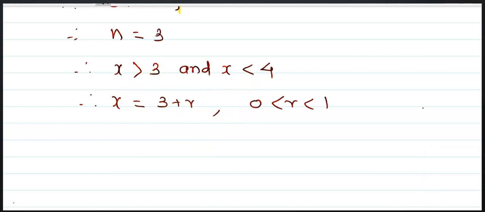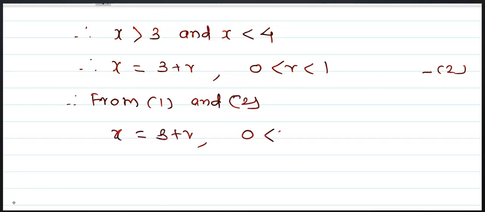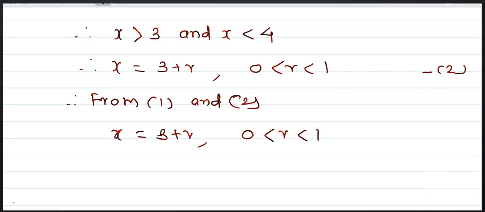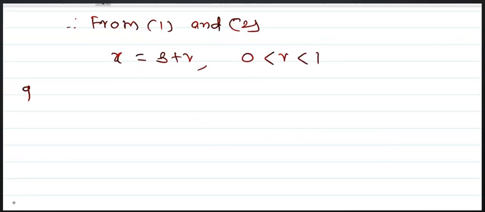Therefore, from 1 and 2, we have that x is equal to 3 plus r, where the value of r lies between 0 and 1. Actually, this is a tough one, but you have to remember it. Now, the next is g.